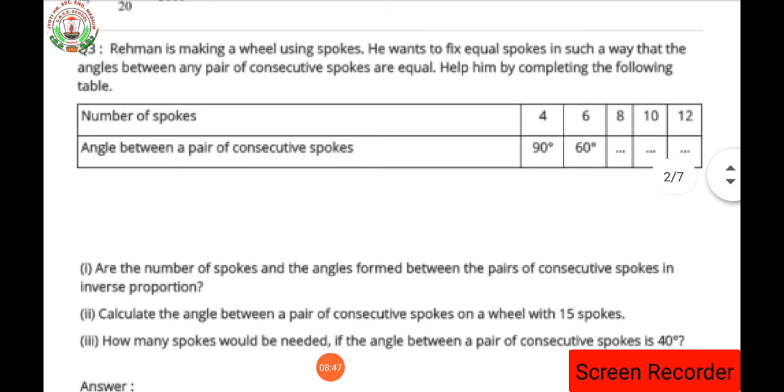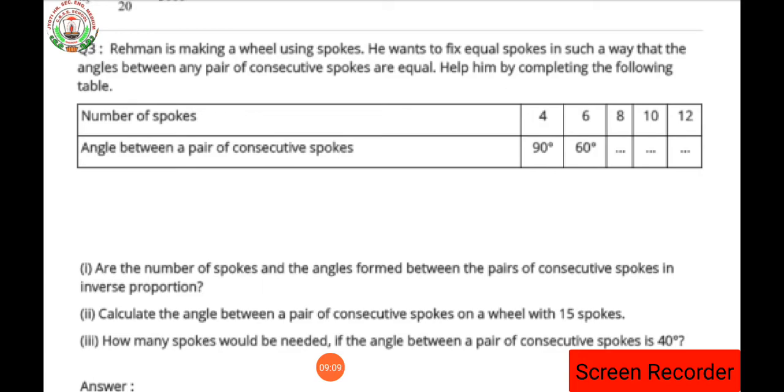Now let's see question number 3. It's a revision. Rahman is making a wheel using spokes. He wants to fix equal spokes in such a way that the angles between any pair of consecutive spokes are equal. Help him to complete the following table.